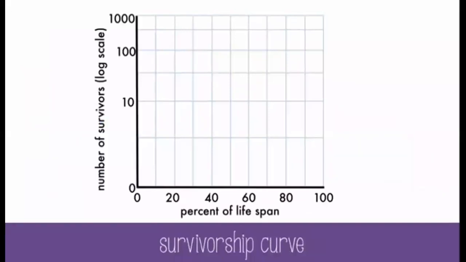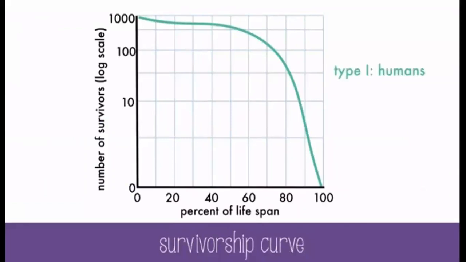A survivorship curve is a graph that shows the number or proportion of individuals surviving to each age for a given species or group. Type 1 survivorship curves produce few offspring and care for the young. They have high survival rates of the young. They live out most of their expected lifespan and die in old age. Examples of type 1 are humans or even large mammals like elephants.